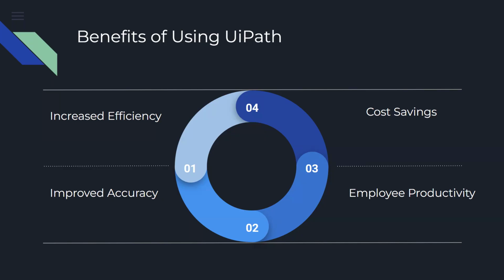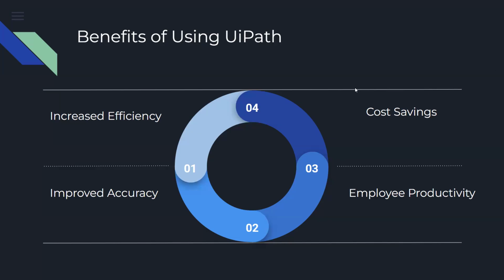For cost savings, you only need one robot to do multiple tasks, which means you don't need more employees to do all these things. You just need one employee to monitor the robot and do every job that you need. Last but not least, with all these benefits, employee productivity will spike very high.